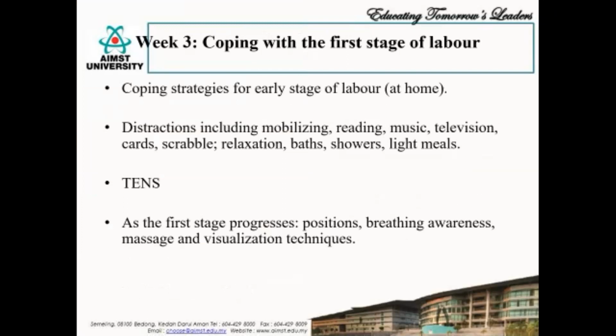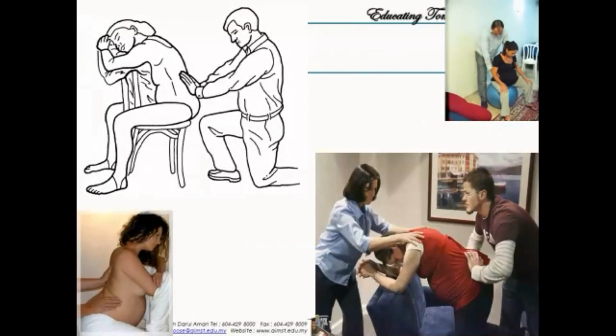Then in the third week, you will be teaching the second phase. The second phase will be a little more severe, and they can just continue the same type of breathing. You can also add other distraction techniques, like a visual relaxation technique. You can teach them some positions, breathing awareness, massage and visualization. These are some of the positions that will be helpful during the first stage of labor.